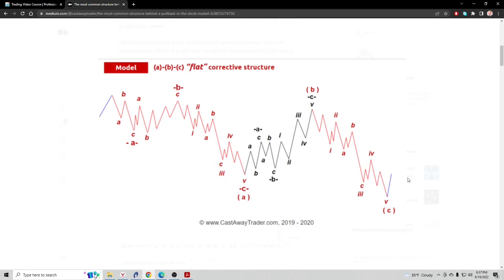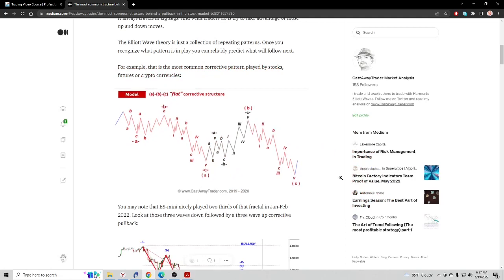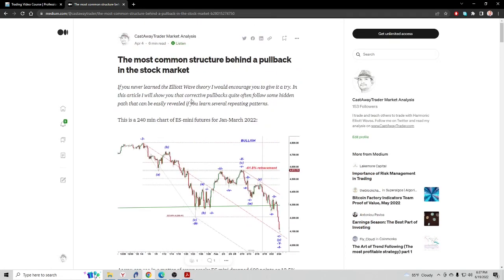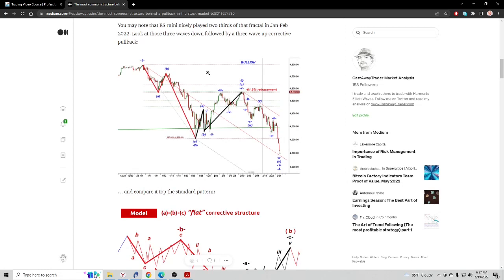The problem is when we deal with corrective structure, we should not be that obsessed about this theory. We could get a push down that would make a lower low, so wave 5 would be lower than the low made by wave 3, and that could be it, and you could be waiting for B up, C down, and it would never come, and you would just miss the move up that you have been waiting for so long. And that's actually a great article, The Most Common Structure Behind the Pullback in the Stock Market, that reviewed that same case.